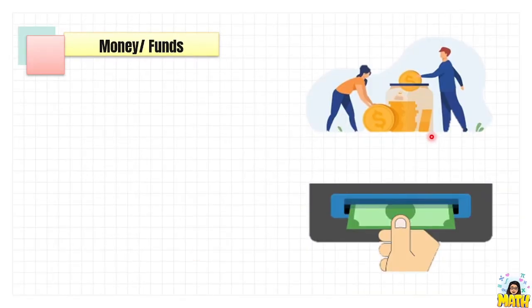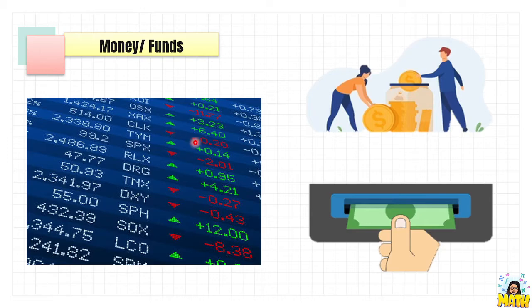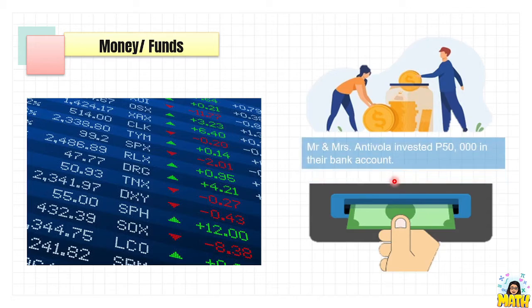For the money and funds, in stock market, we can see the green numbers represent an increase while red represent a decrease. Another simple example, Mr. and Mrs. Antivola invested 50,000 in their bank account. The word invested is a positive action because they are increasing their money in a bank, which means this is an investment. So we can represent it as positive 50,000.